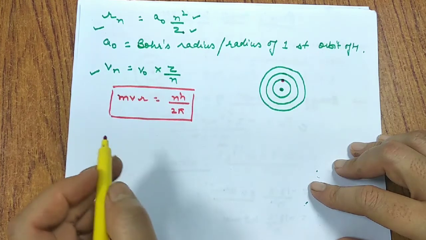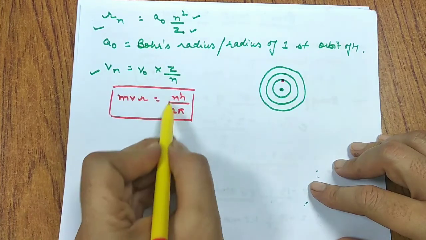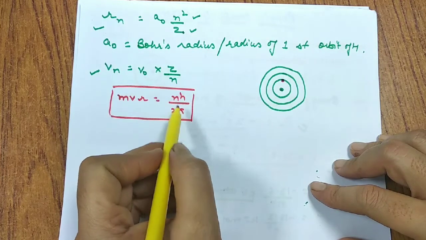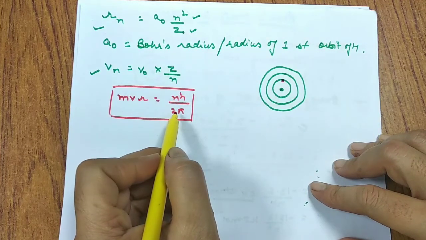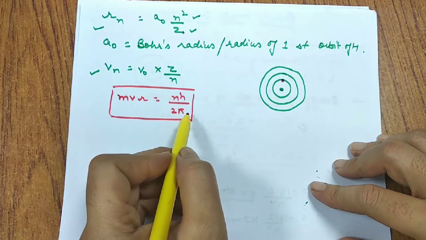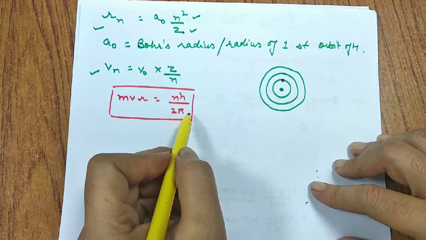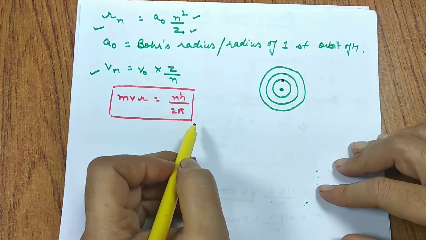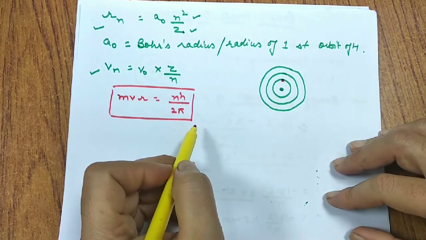So if I talk about the angular momentum of the electron, for the first orbit it would be h by 2 pi, for the second orbit it would be 2h by 2 pi, for the third it would be 3h by 2 pi, and so on. So I can say that just like energy, the angular momentum is also quantized.